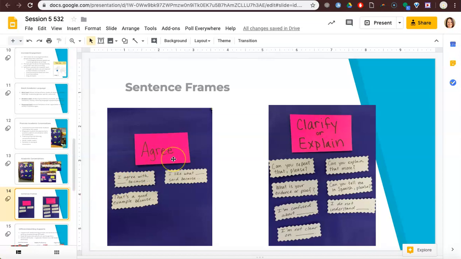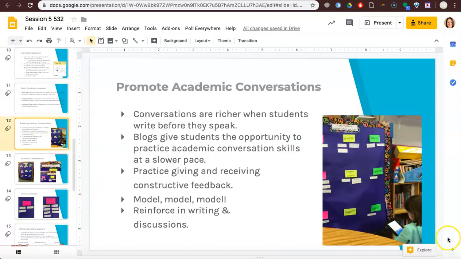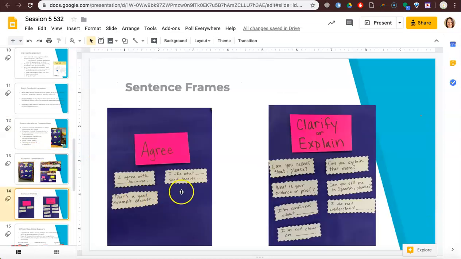So if they wanted to agree, so if we go back to her, this little girl, if she said, well, I want to agree with someone, what's a way I can say that? She could go up here and see the way we said it. How do you ask someone to clarify something or explain it? So if you don't understand something, we don't just say, what? We say, what's your evidence? Or can you repeat that, please? Or can you tell me in Spanish, please? So different ways for them to ask students to clarify.